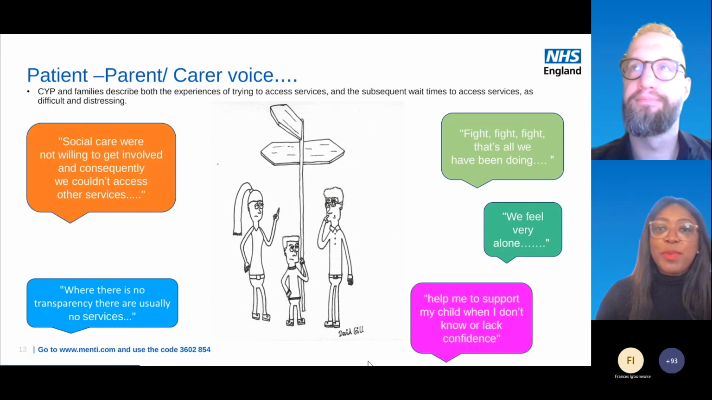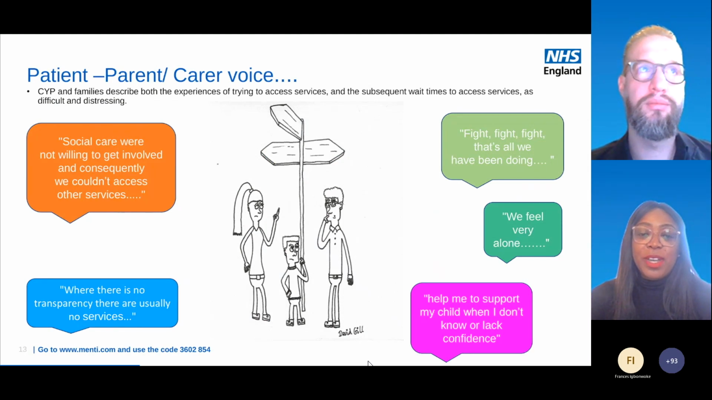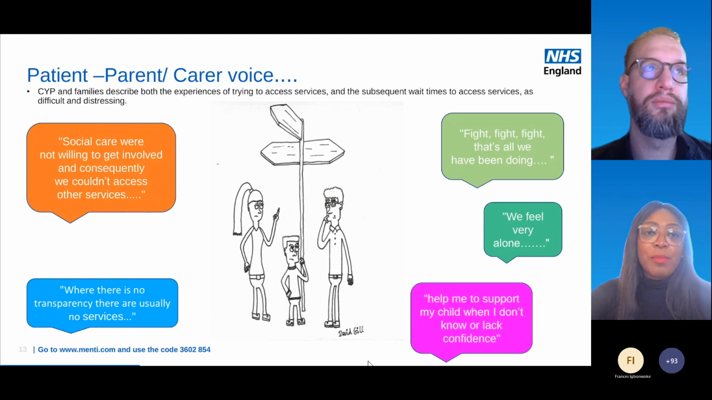Good morning, everyone. So my name is Maureen, and I am coming in with a CAMHS background. I thought that I would bring the parent carer service user viewpoint into our session this morning.